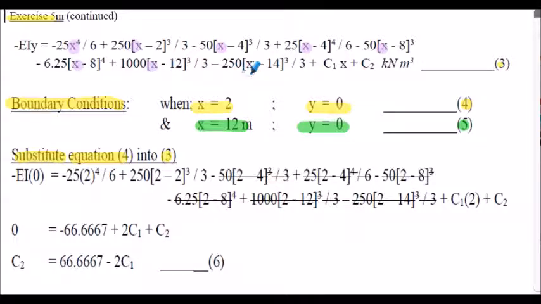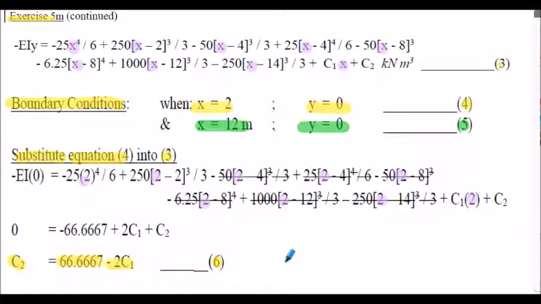But don't forget, because we're using step functions, wherever a bracket becomes a 0 or negative value, we would ignore that bracket. So putting the value of 2 now into equation 3, we can see immediately that some of the square brackets will become negative, and so they'll be ignored. I'll let you do the evaluation. You should find that C2 is 66.6 recurring minus 2C1, equation 6.